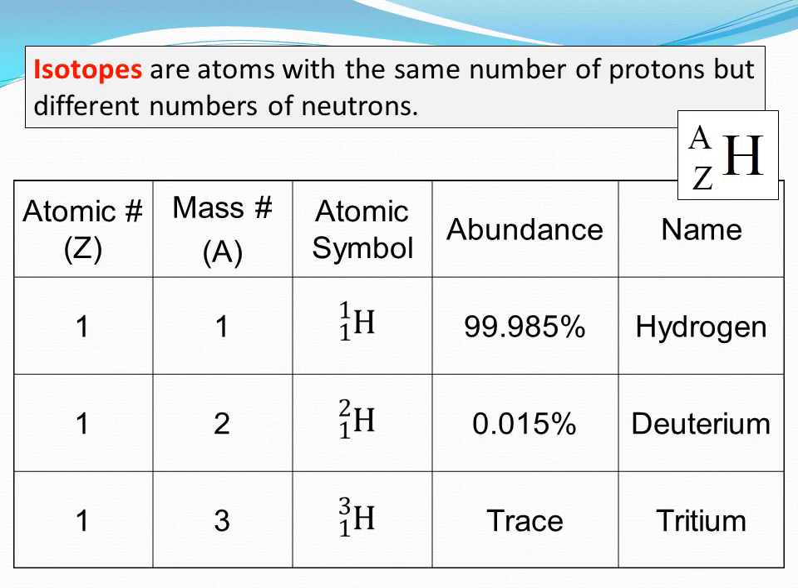Isotopes are atoms with the same number of protons but different numbers of neutrons. The different numbers of neutrons cause different masses for the same element. In this table, we have three isotopes of hydrogen. You have hydrogen 1, which has a mass of 1. You have deuterium, which has a mass number of 2. And you have tritium, which has a mass number of 3.